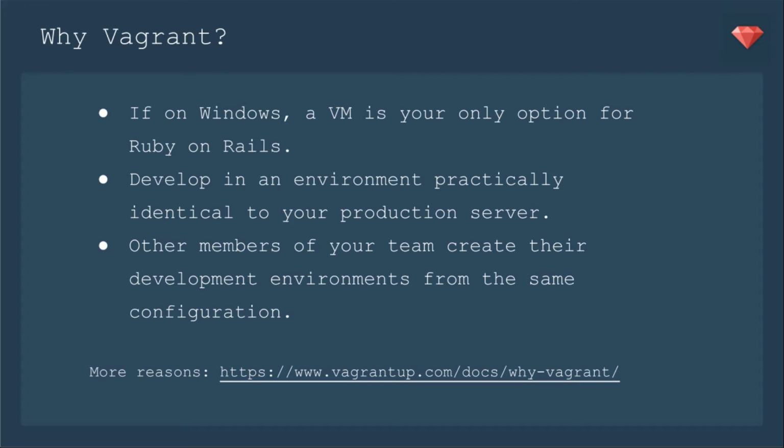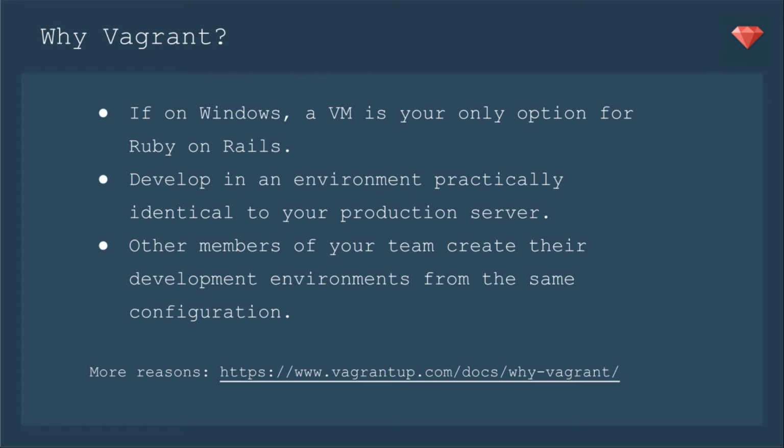But if you're just starting out and you're just playing around, a virtual machine is the way to go on Windows. Another reason is that you can develop in an environment practically identical to your production server. So if you're on a Mac, most production servers are Linux. So if you really want to make sure what you're doing is going to work on your production server, then you can go ahead and develop in that environment.